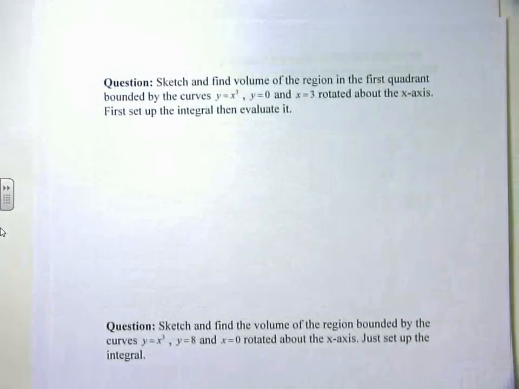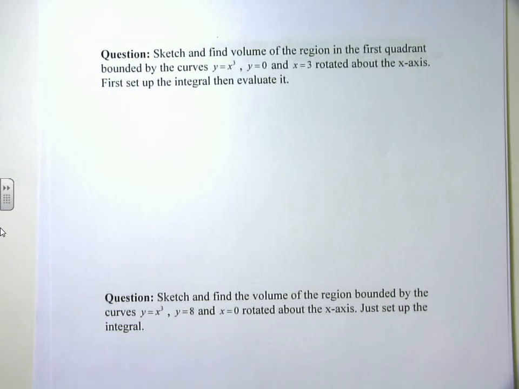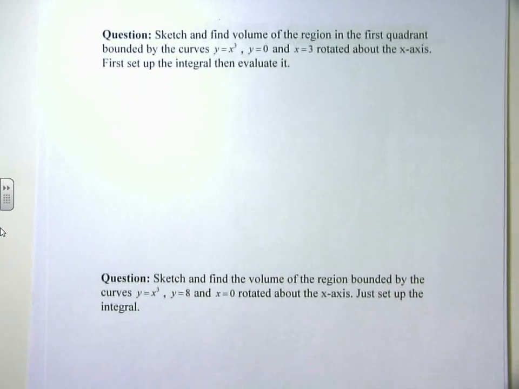All right, the first question is this. Sketch and find the volume of the region in the first quadrant bounded by the curves y equals x cubed, y equals 0, and x equals 3. Rotate it around the x-axis.